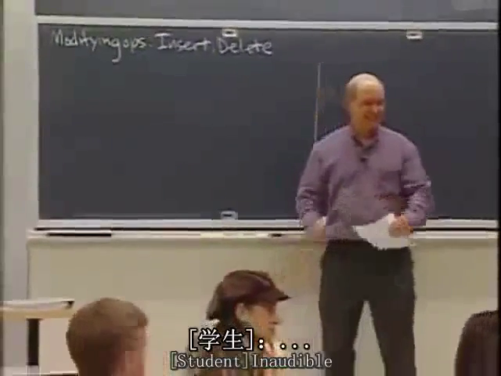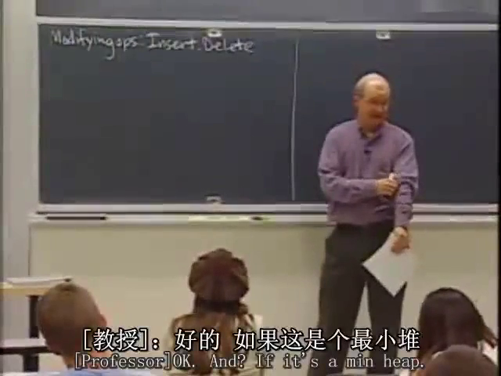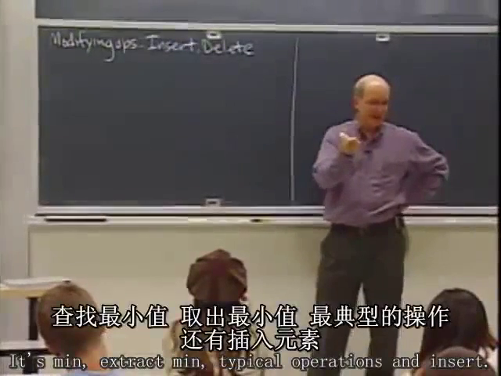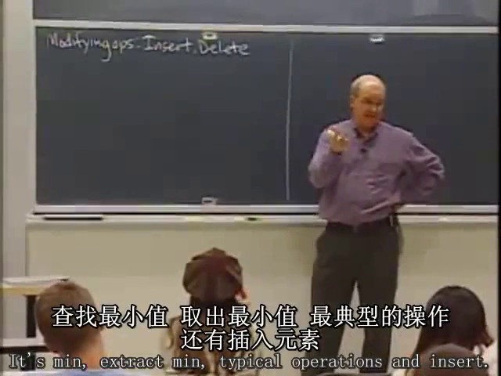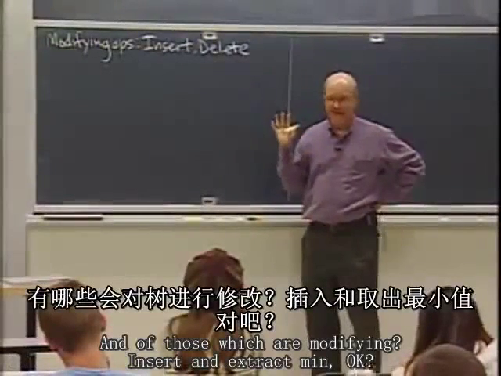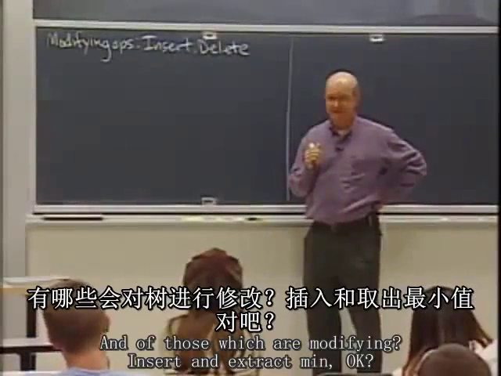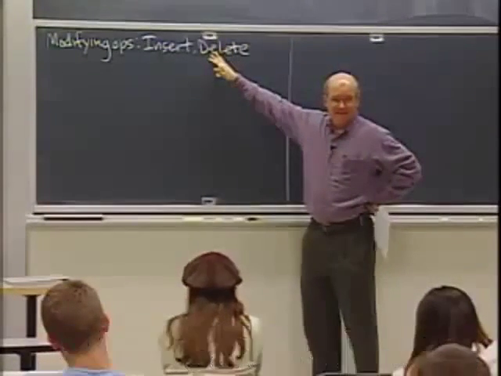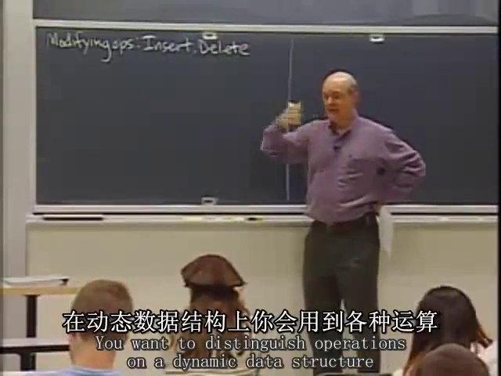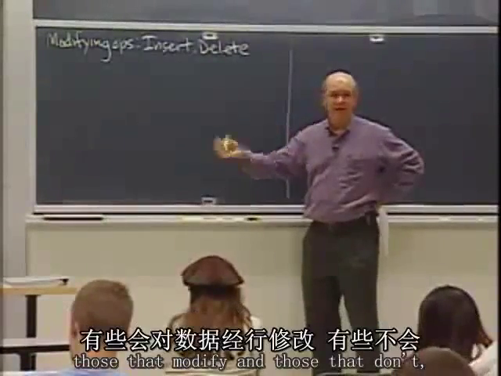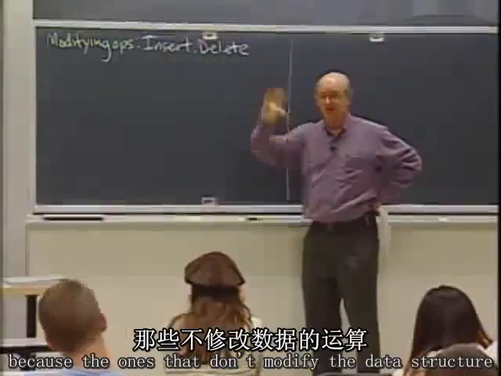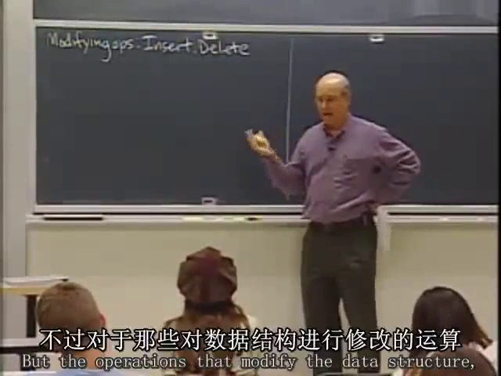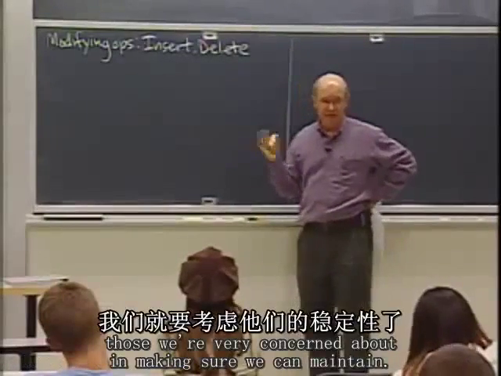Max or min, extract max. Okay, and? So if it's a min heap, it's min, extract min, typical operations, and insert. Okay? And of those, which are modifying? Insert and extract min. So min is not. You don't have to worry about min, because that is a query. So you want to distinguish operations on a dynamic data structure as those that modify and those that don't. Because the ones that don't modify the data structure are all perfectly fine as long as you haven't destroyed information. The queries, those are easy. But the operations that modify the data structure, those we're very concerned about, making sure we can maintain.